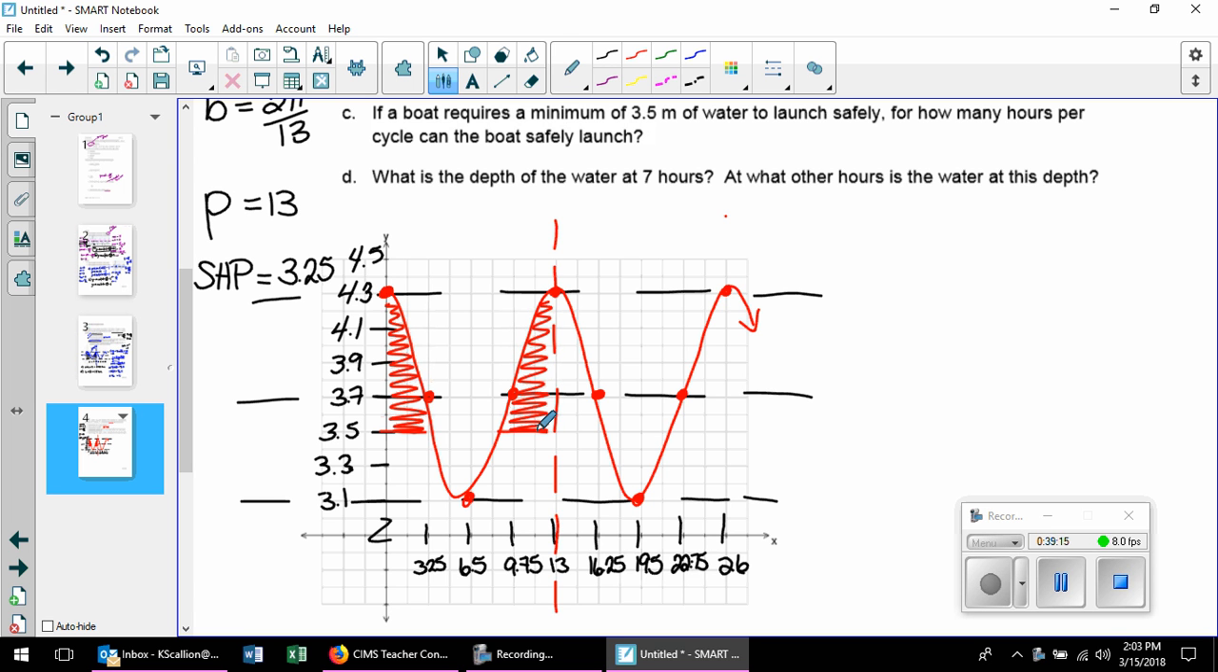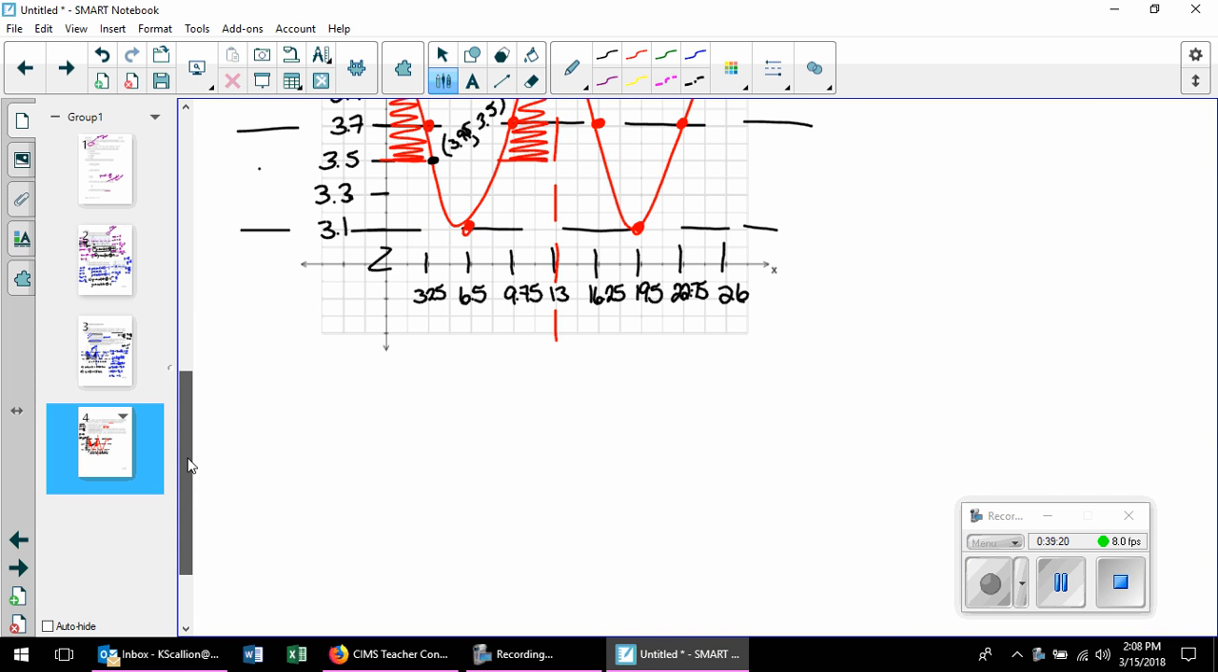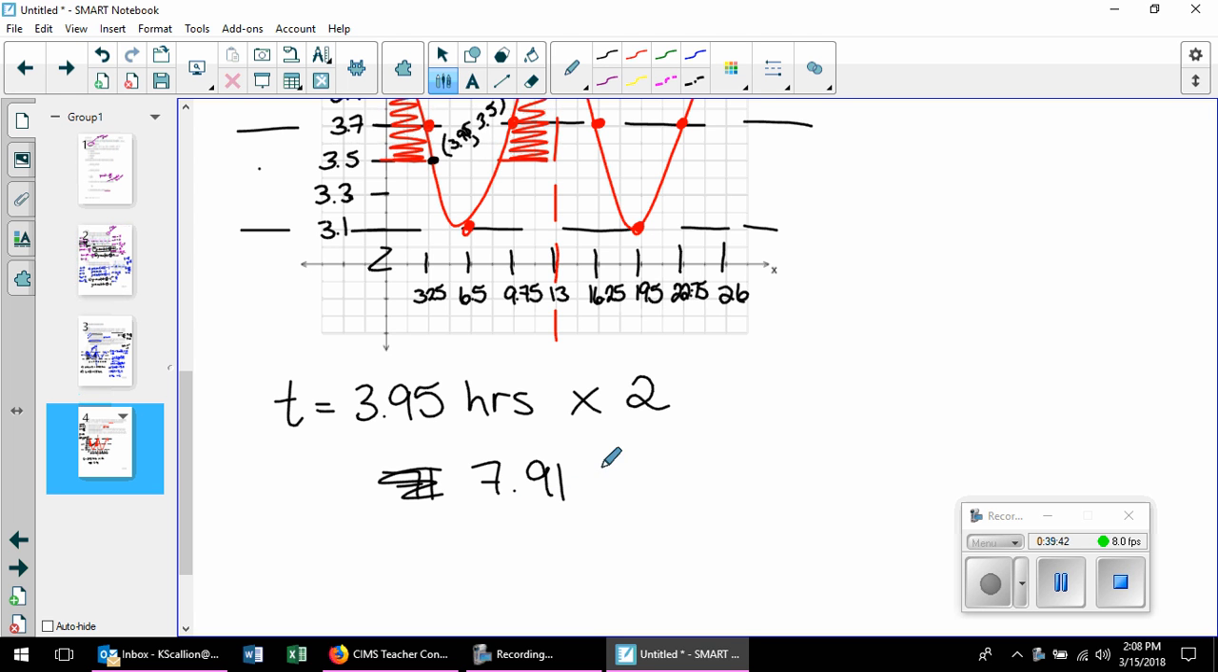Okay, I'm going to let you guys do the math correctly, which I hope I did. I got T is equal to 3.95 hours, but there's something beautiful about waves. It's symmetrical, so that's going to occur here as well. So I'm going to times that by 2, and it can dock safely for 7.91 hours. I rounded this to right here, but I didn't round it until my final answer in the calculator.